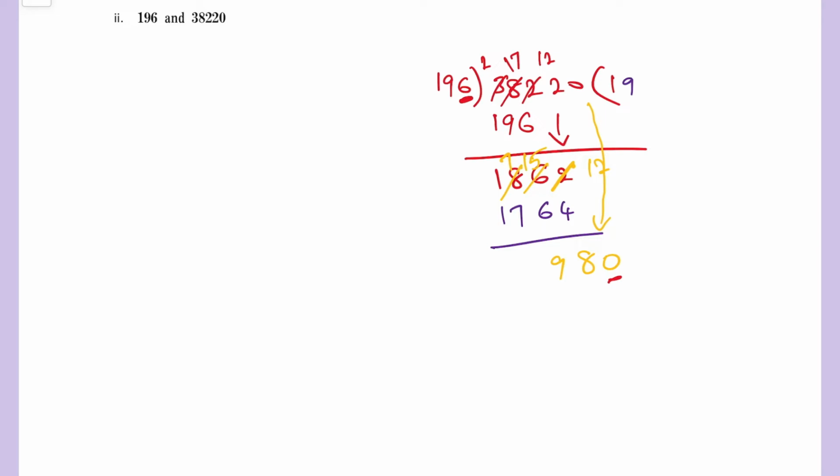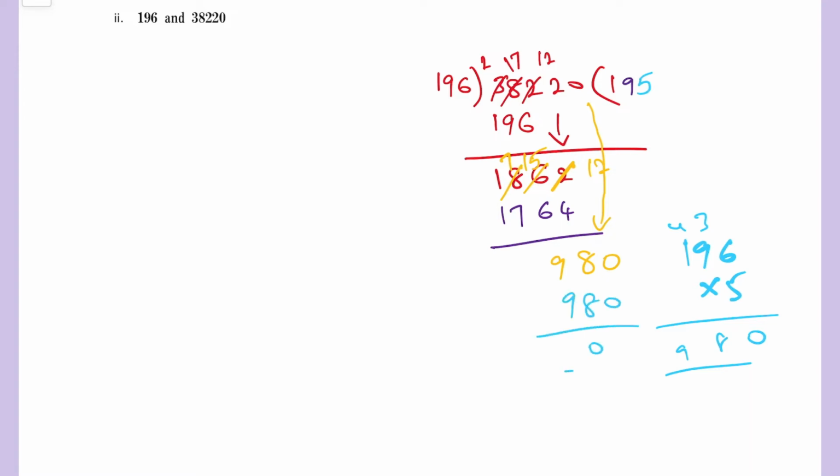So in the 6 table we will get the last digit as 0. So that is a possibility with a 5, because 5 6s are 30, right? So the last digit is 0. So I am trying to check directly with the 5 table. 196 times 5: 5 6s are 30, 0 and 3 carry, 5 9s are 45, 48, 8 and 4 carry, 5 1s are 5, 9, 980. So we got it as 196 times 5, 980. 980 minus 980 is 0.